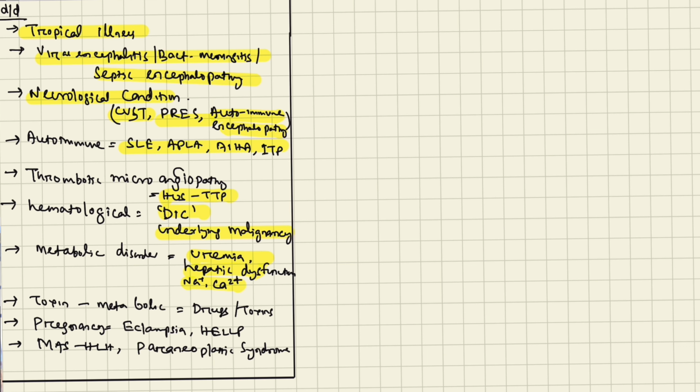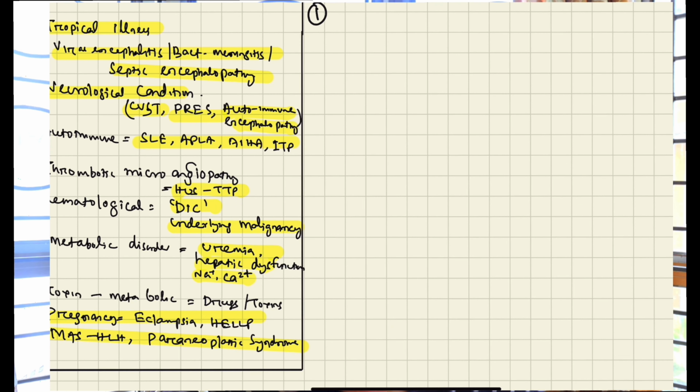If the patient was pregnant, she could be having eclampsia or preeclampsia or HELLP syndrome. Of course, we have MAS, HLH and paraneoplastic syndrome, right? Focused history to be taken.